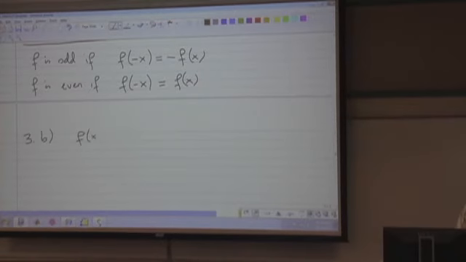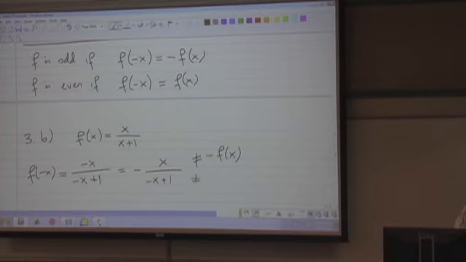F of x is equal to x over x plus 1. So f of minus x is going to be minus x divided by minus x plus 1, but this is not equal to minus f of x, nor is it equal to f of x. Right?